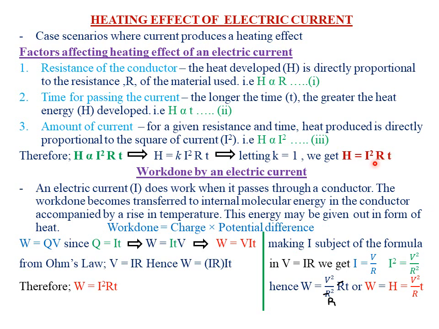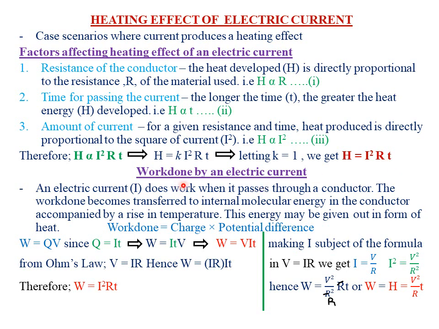Therefore, this is the formula that we use to find the amount of heat developed within a given circuit due to the flow of an electric current. So H, or the work done, will be equal to I squared RT, where I is the current flowing through a conductor, R is the resistance of the conductor, and T is the time for passing the current within that particular conductor.